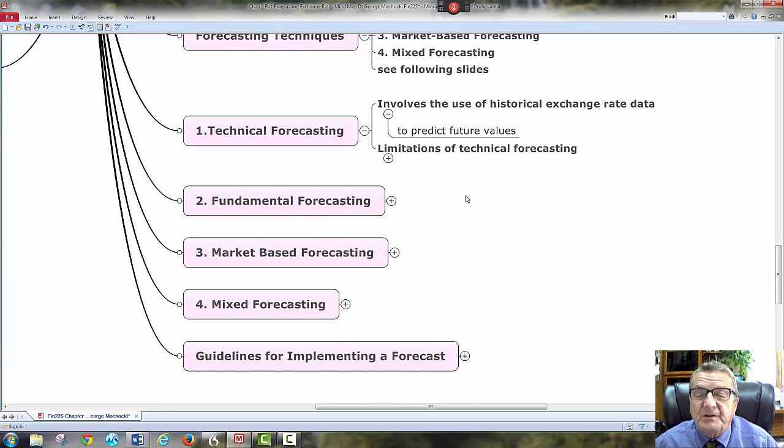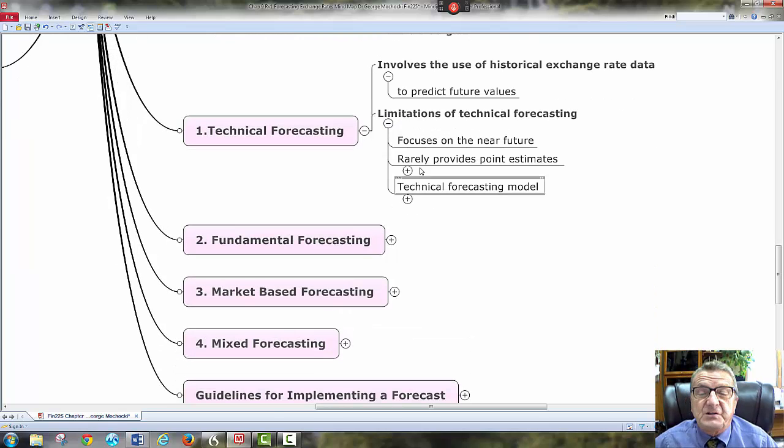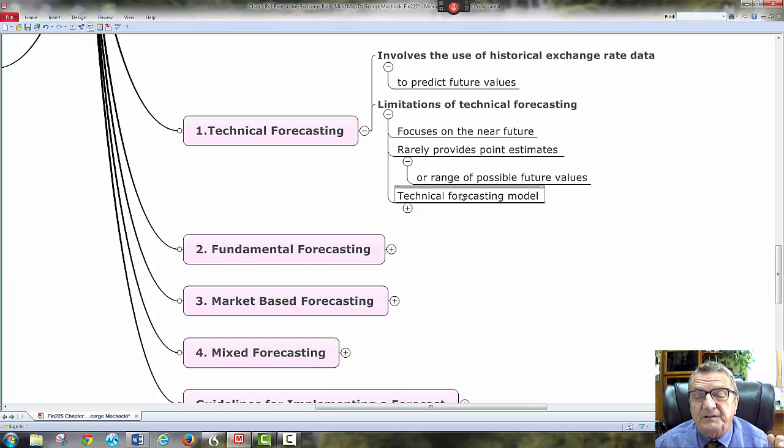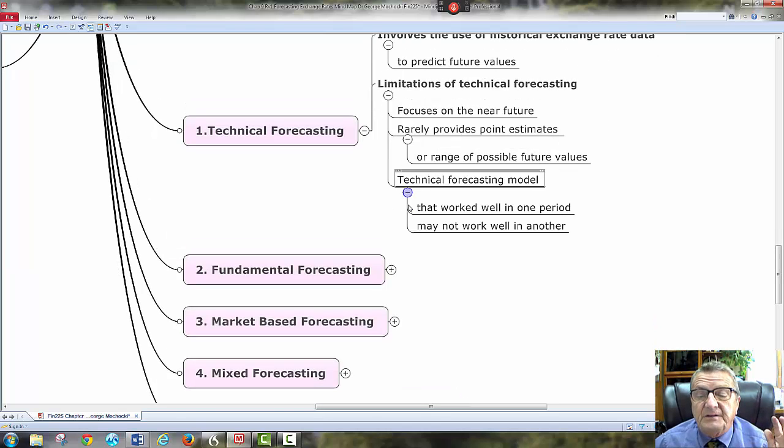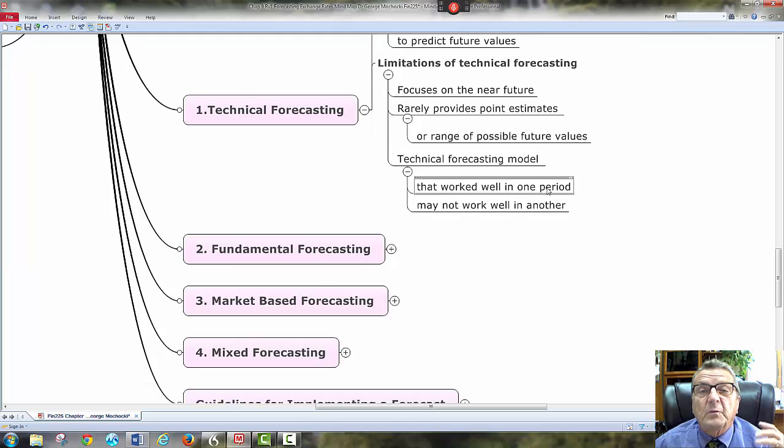Okay, limitations of technical forecasting. Oh, I got a limitation. It focuses on the near future, very near. I can't go out too far because it's historic. I'm looking at the trends, and a lot of things could be happening now that didn't happen 5 years ago or 2 years ago or maybe a year ago. Always know what your baseline is. It rarely provides point estimates or a range of possible future values. Technical forecasting models that work well in one period may not work well in another period.